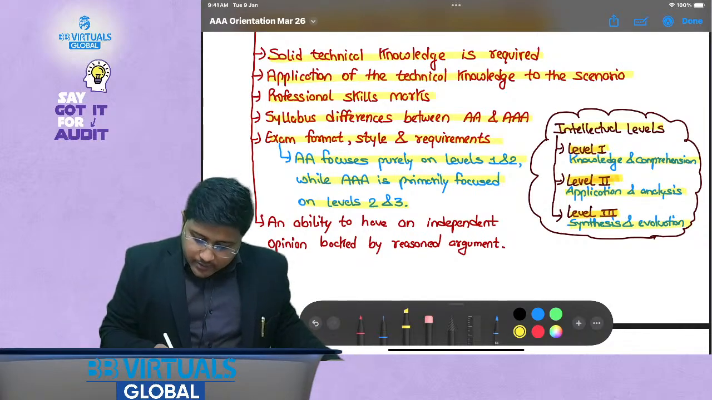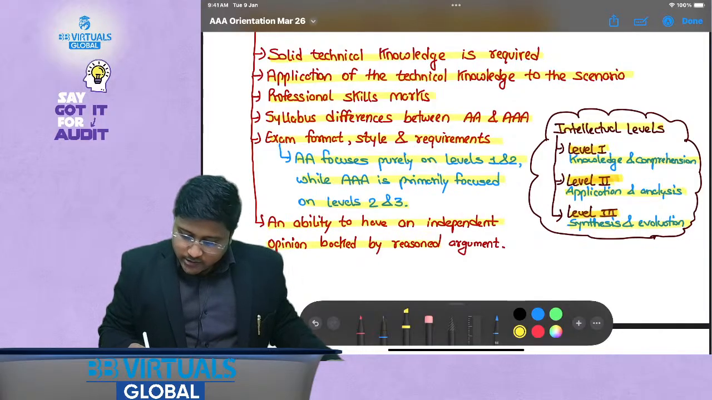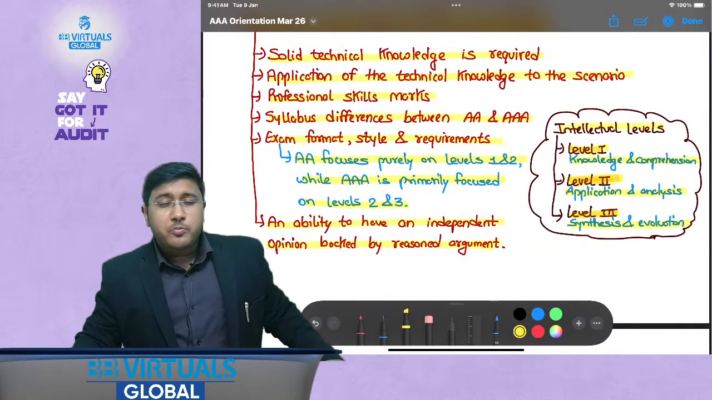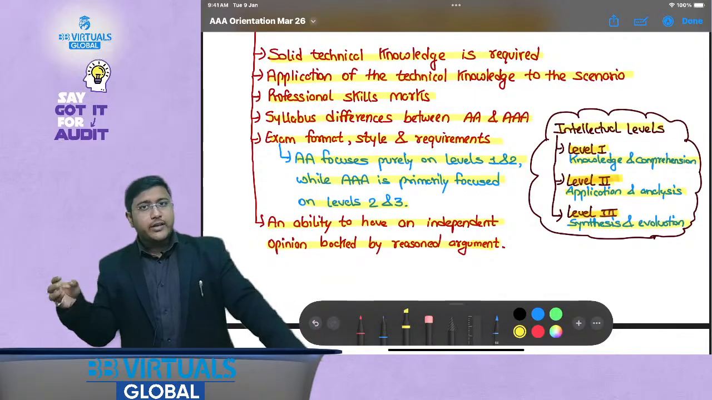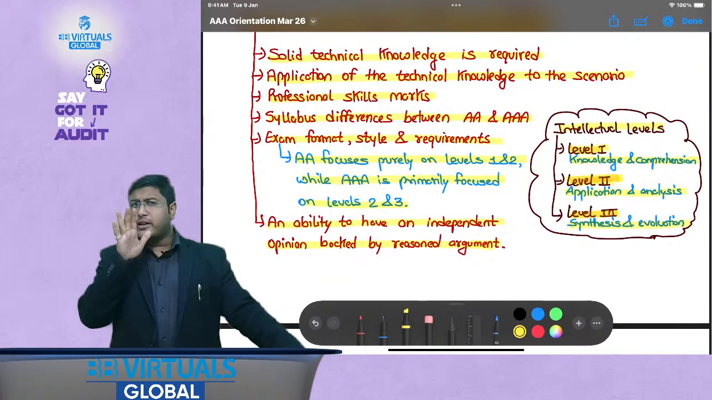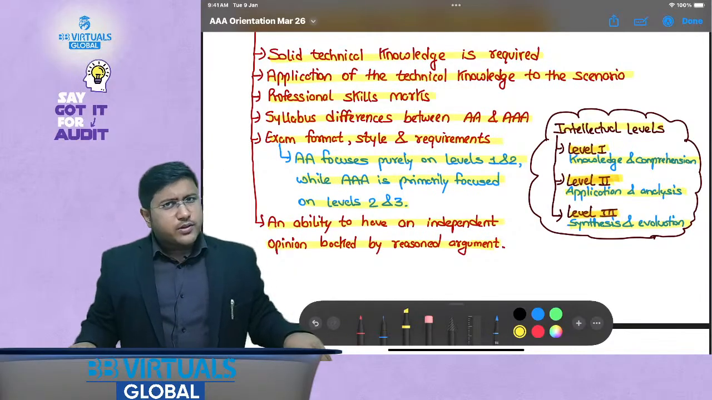Okay, now an ability to have an independent opinion backed by reasoned judgment, that is you should have the ability to frame your own independent opinion, but that opinion should be framed by judgments also, relevant rationalized judgments also. I hope this is very, very clear.